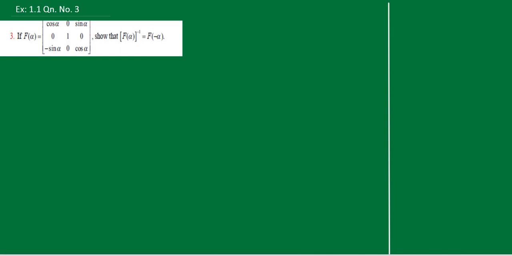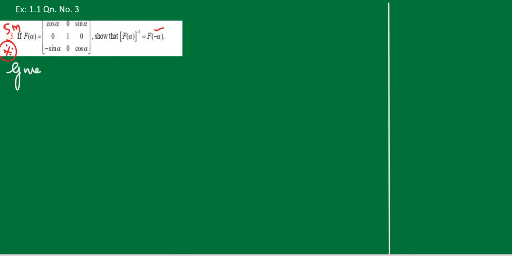Hello students, exercise 1.1, question number 3. If F of alpha is equal to the matrix, show that F of alpha whole inverse is equal to F of minus alpha. This is an important 5-mark question. So for this question, we'll first find the right hand side.